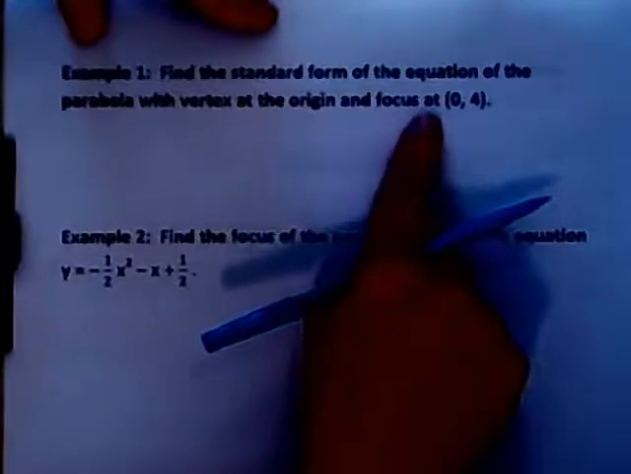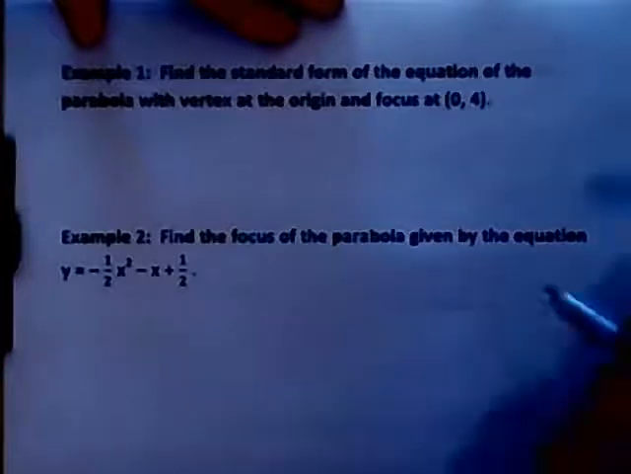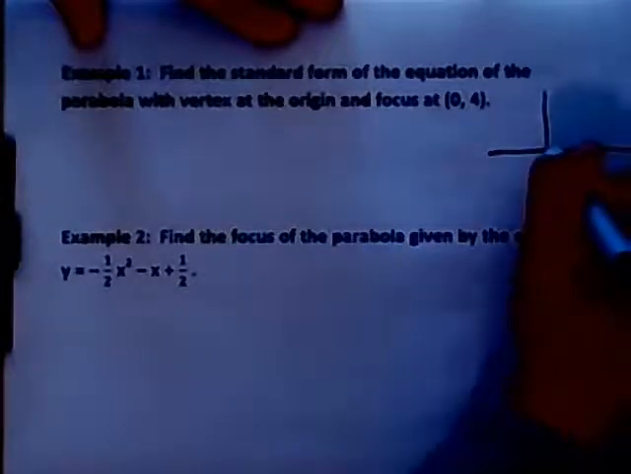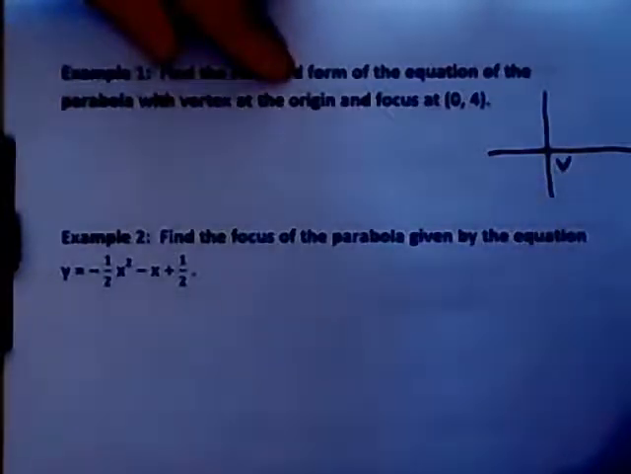Let's do example number 1. Find the standard form of the equation of the parabola with vertex at the origin and focus at 0, 4. So we're going to draw it out first a little bit, see what it looks like. And here's 0, 0, that's your vertex, at the origin, right there. And the focal point is at 0, 4.